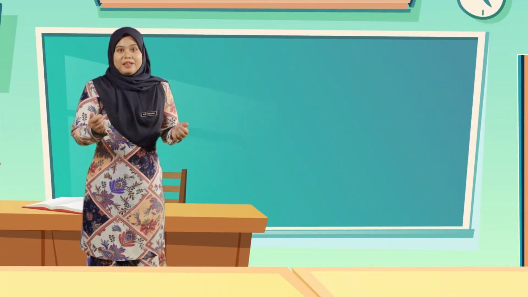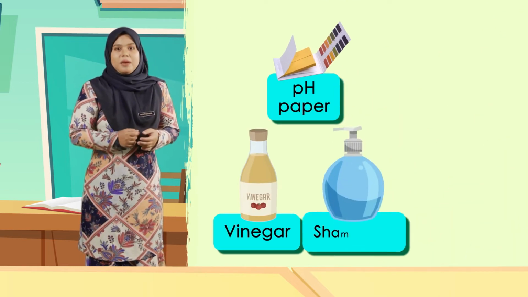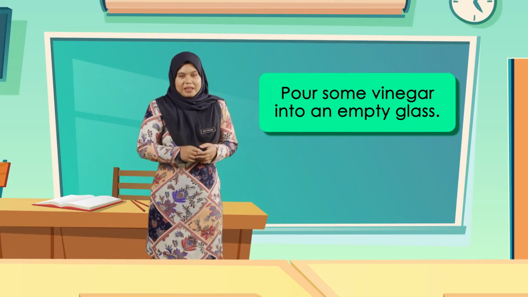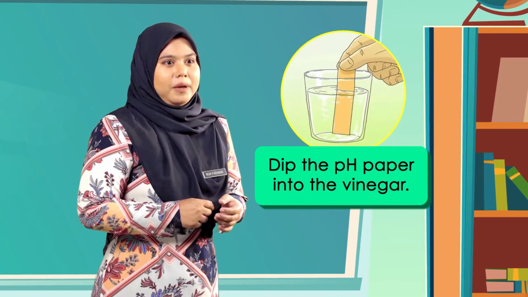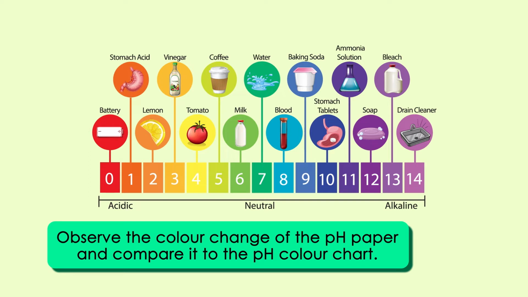For this first activity, you need a few strips of pH paper, some vinegar, and shampoo. Now, you have samples of things that are easy to look for in your kitchen. Pour some vinegar into an empty glass. Carefully dip the pH paper into the vinegar. Observe the color change of the pH paper and compare it to the pH color chart. Repeat the same step by using the shampoo.